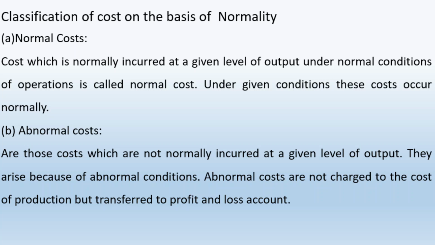Abnormal costs are those costs which are not normally incurred at a given level of output. They arise because of abnormal conditions. Abnormal costs are not charged to the cost of production but transferred to the profit and loss account.